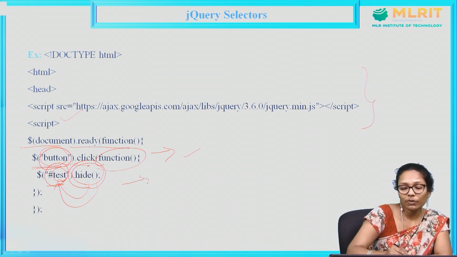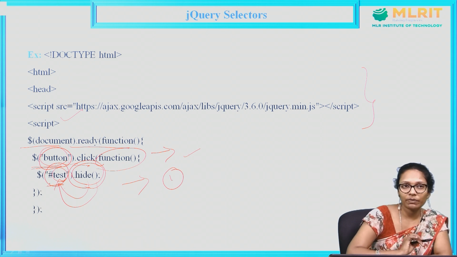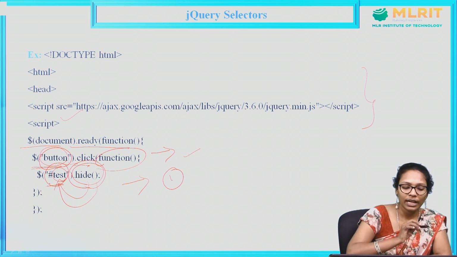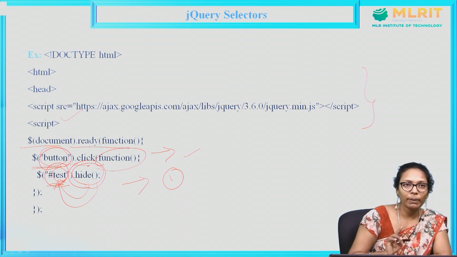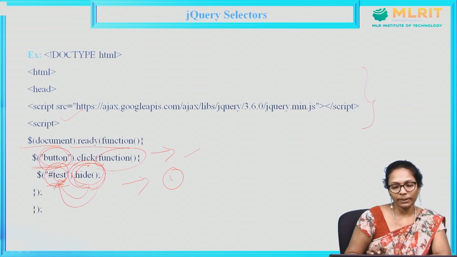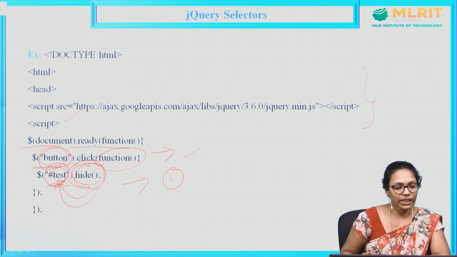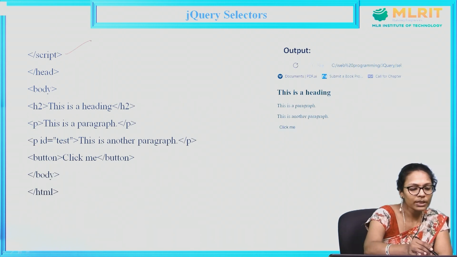How many elements will be there with this condition? Only one element. Why? Because here I'm specifying the ID. An ID should be unique and will be given to only one particular element. So that particular element will be hidden whenever you click on this button. Now we will see what elements we have in the HTML page. So I'm closing the script, I'm closing the header section.